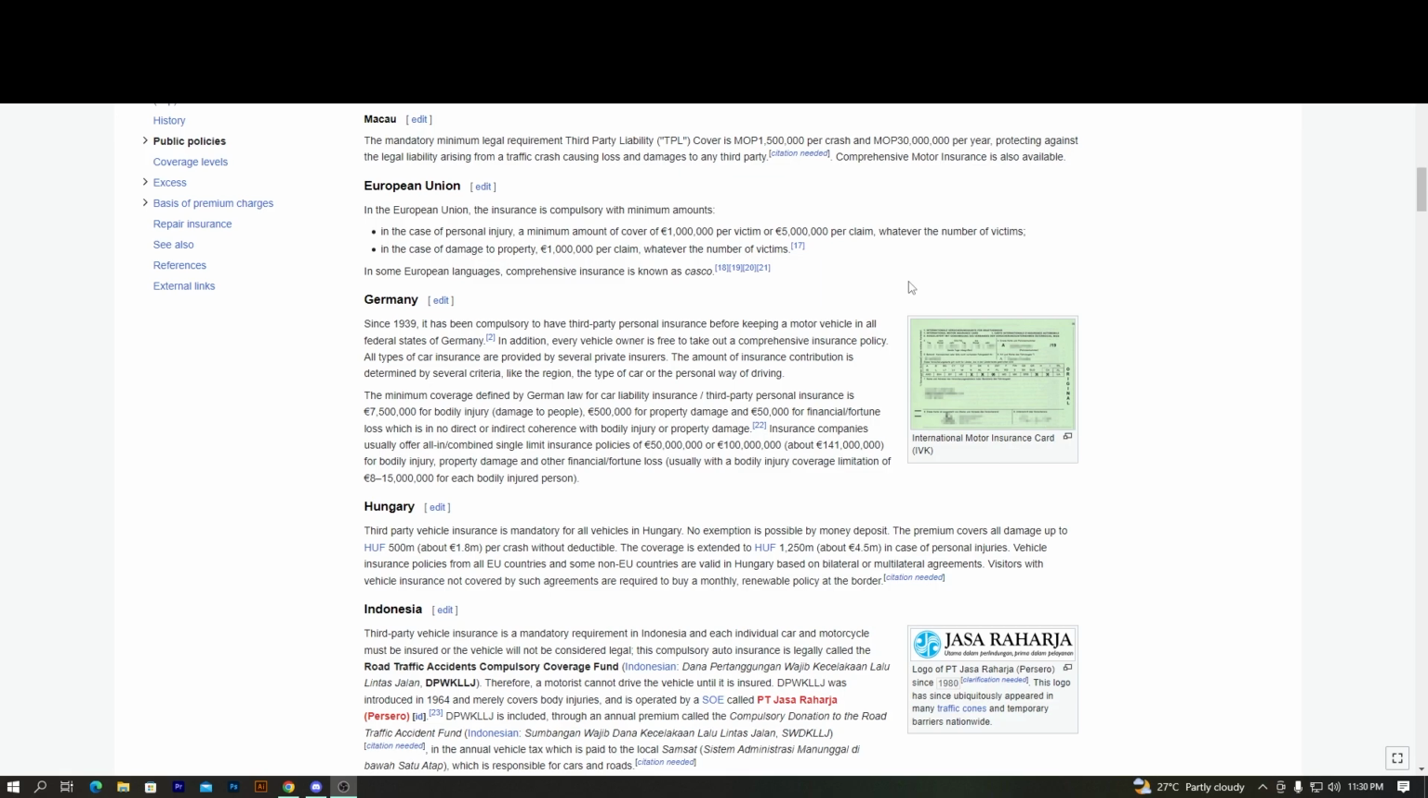Visitors with insurance not covered by such agreements are required to buy a monthly renewable policy at the border.